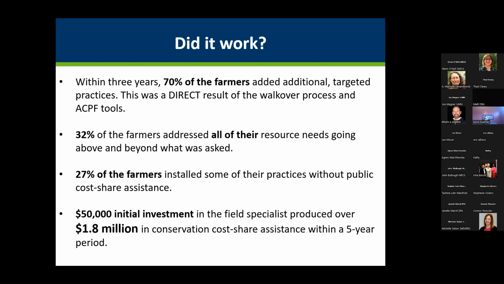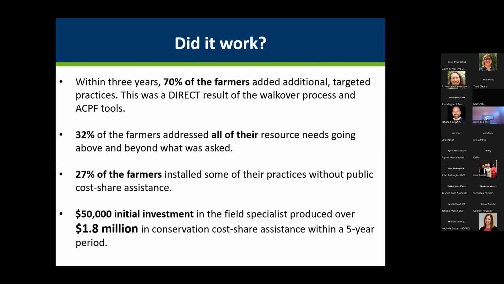So after the walkovers, Ron, and then the partnership of the local SWCD and NRCS, and other partners, through basically about a 3 to 5 year process, worked with those farmers to tackle those high priority resource needs. And within about 3 years, 70% of those farmers that participated in that walkover added additional targeted practices on their fields. And again, this was definitely a direct result of that walkover process, and those conversations that were had with those farmers, and also some of the maps that were used in those conversations.